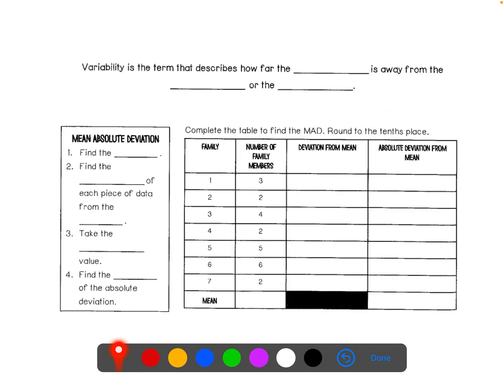So we have one more blank to fill in. Variability is the term that describes how far the data is away from the mean or the median. Variability, okay? So we want low variability in much of our data collection. And what I'd like you to do is just do one example here for me. We'll fill in the steps together on how to find the mean absolute deviation, and then I'd like you to try it here with this example.